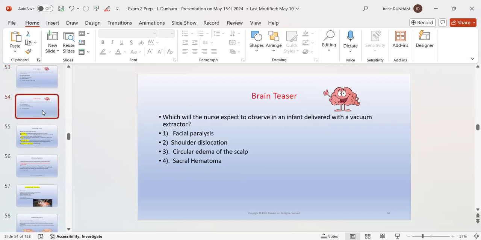All right, let's do another one. Which will the nurse expect to observe in an infant delivered? Oh, that's the same one. Okay. Well, that was easy enough.